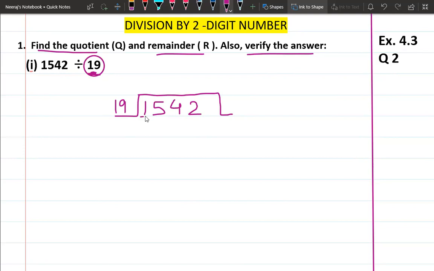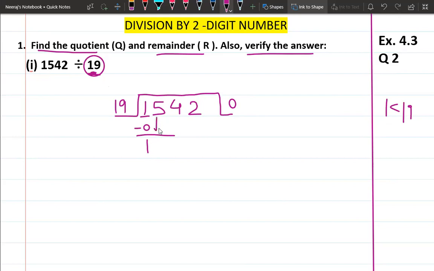Firstly, I want to take one digit and divide it by 19. So here we are learning about dividing by a two-digit number. First, let's take the first digit, that is 1 divided by 19. Now, 1 is less than 19. We cannot divide 1 by 19. So we will go with 0. 19 zeros are 0. So 1 minus 0 will be 1, and 1 we get as a remainder.